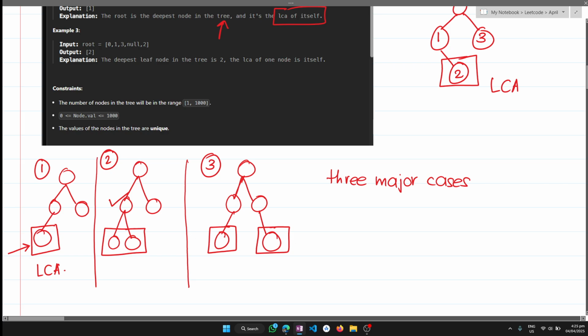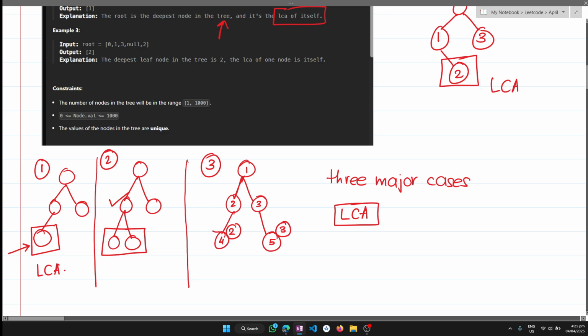So you see, the parent of this node is this node, the parent of this node is this node. For example, let's say that this is 1, this is 2, this is 3, this is 4, and this is 5. So 4's parent is 2 and 5's parent is 3. When I compare both of these, I do not get the LCA. Why? Because they are not the same. So what do I need to do?